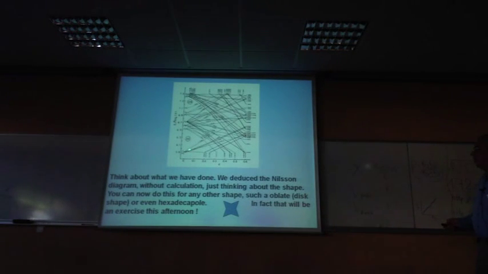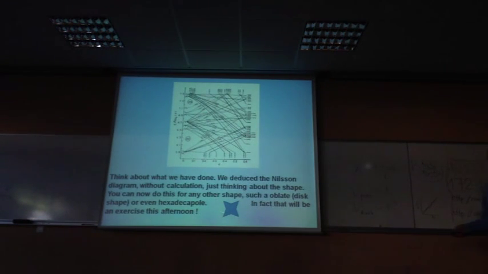All right. So, think about what we've done. We've deduced, you might want to put that in quotation marks, the Nilsson diagram without calculation, just thinking about the shape. And you can now do this for any shape. You can do it for an oblate shape, which is what you asked about, Basile, or you can do it for a hexadecapole shape. It looks roughly like this.